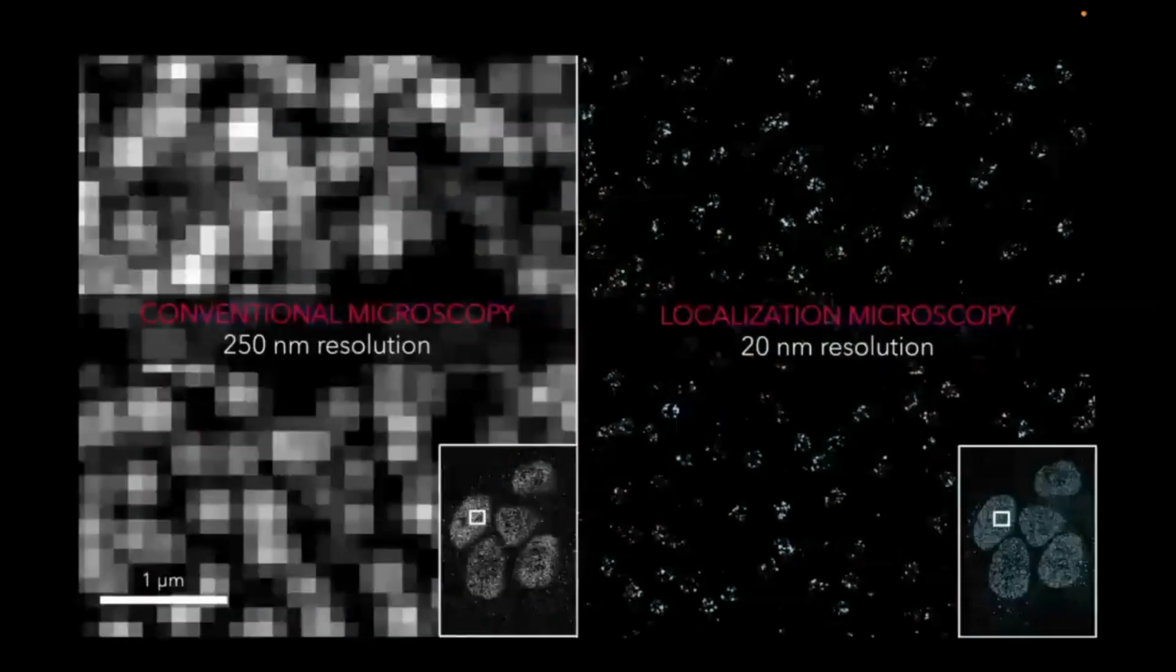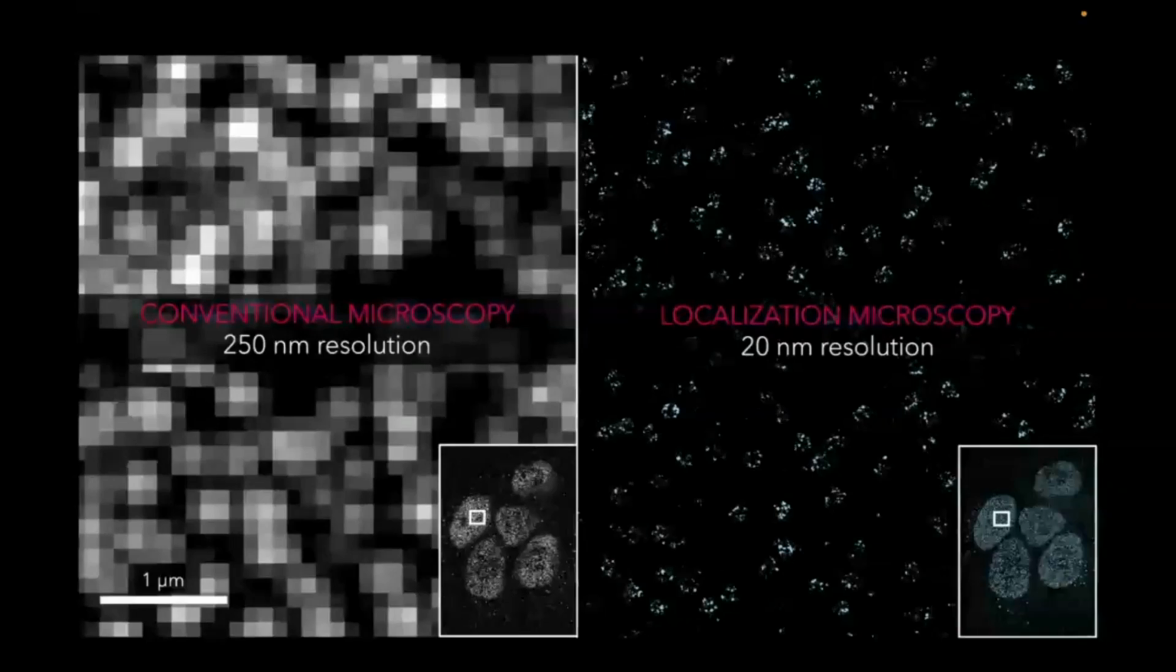So what this means is that with conventional microscopy, we can see down to about 250 nanometers resolution. With localization microscopy, we can see down below 20 nanometers resolution. And actually, in practice, it's typically quite a bit lower. A lot of the localizations that you get have down to 4 to 6 nanometer resolution. So it's an extremely powerful technique.